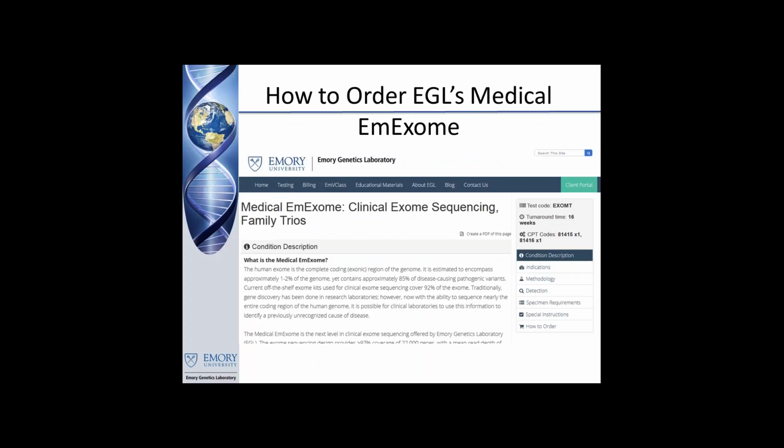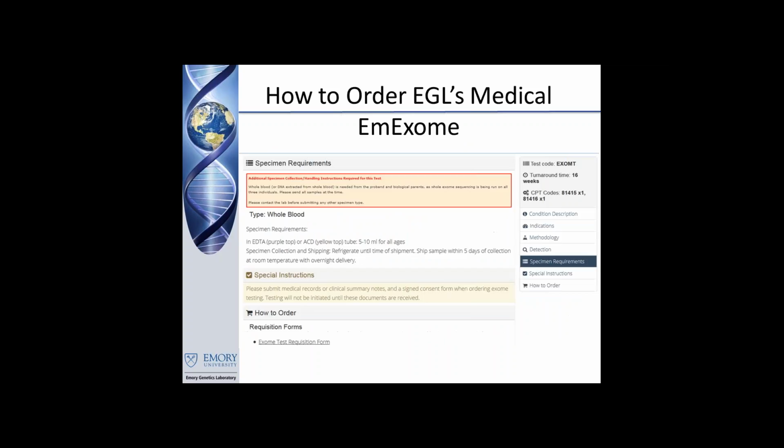This is just a screenshot from the website. I used the trios as the example. You'll see on the website there's a description of the test itself, as well as test codes, turnaround times, and CPT codes. At the bottom of the information on the website are the specimen requirements and how to order this.